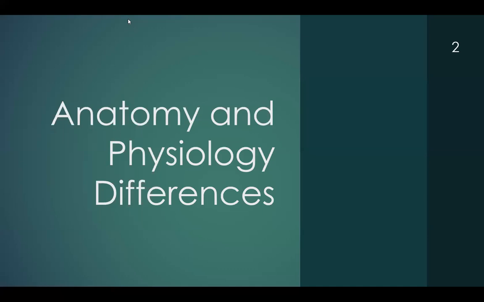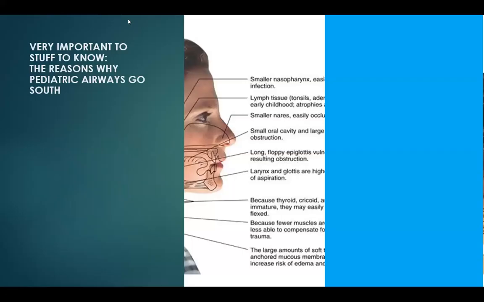Okay, so there's definitely some anatomy differences between pediatric patients and our adult patients, particularly with the upper airway. So this is really important stuff to know about pediatric patients and why they can go south on us really fast. So they have a smaller nasopharynx, so easily prone to infection. In the pediatric population before 2 years old, their immune system's not as robust. They have a small oral cavity, floppy epiglottis that is prone to epiglottitis.